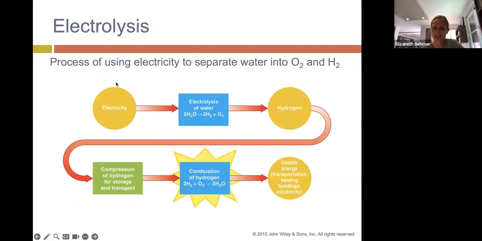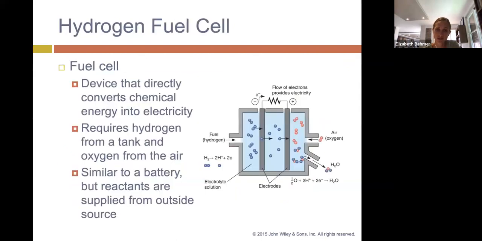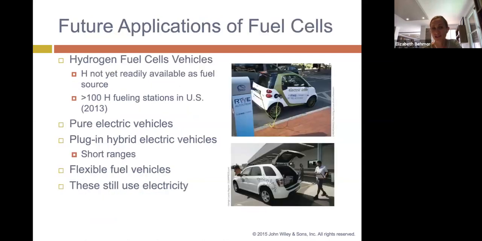So electrolysis takes electricity, goes through this electrolysis of water where it splits the hydrogen and oxygen. The hydrogen is compressed for storage and transport, and then is combusted to produce water and energy to provide energy for transportation, heating buildings, and electricity. A hydrogen fuel cell is a device that directly converts chemical energy into electricity. It requires hydrogen from a tank and oxygen from the air, and it's similar to a battery, but the reactants are supplied from an outside source. And then it will eventually provide a flow of electrons, which produce electricity.